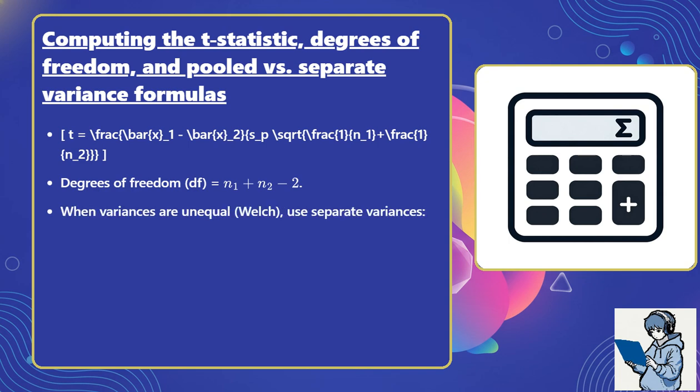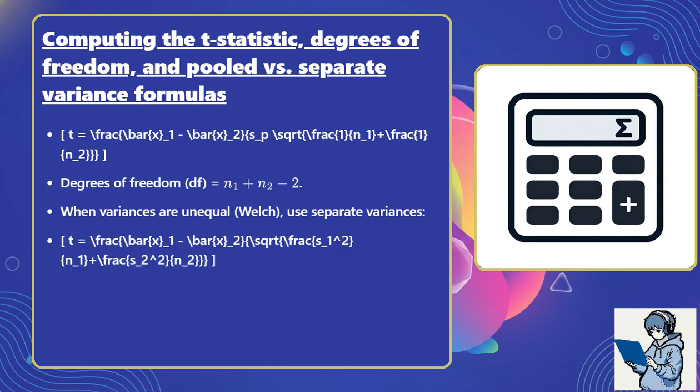When variances are unequal, Welch, use separate variances. T equals x bar 1 minus x bar 2 divided by square root of s1 squared over n1 plus s2 squared over n2.